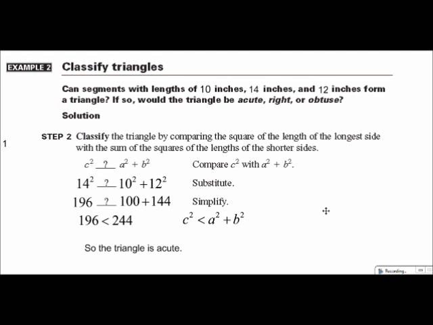Now you can go to the practice problems. Click on the practice link and print out the practice page, and then click on the answer document link so you can enter your answers into the computer. Good luck.